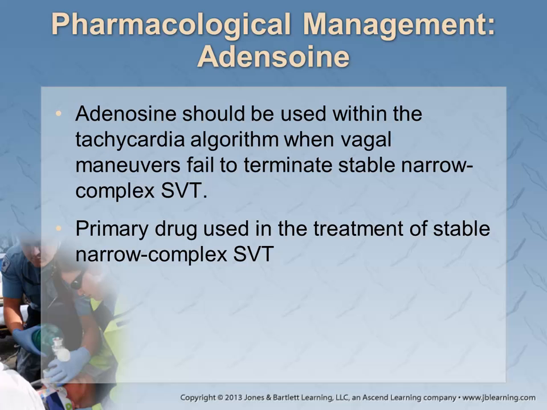So, adenosine. When vagal maneuvers fail, and you've got stable narrow complex SVT. Again, hemodynamically stable versus hemodynamically unstable. If they are stable, we've got time to play with medications and vagal maneuvers. If they are unstable, the heart can only maintain at 200 beats a minute for so long, so we need to go ahead and do some electrical therapy. It is a primary drug used in the treatment of stable narrow complex SVT. I reiterate, SVT. It's just going to work in SVT.